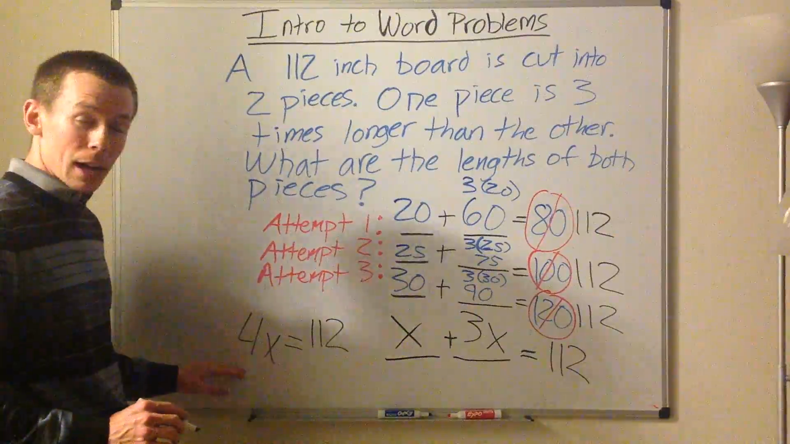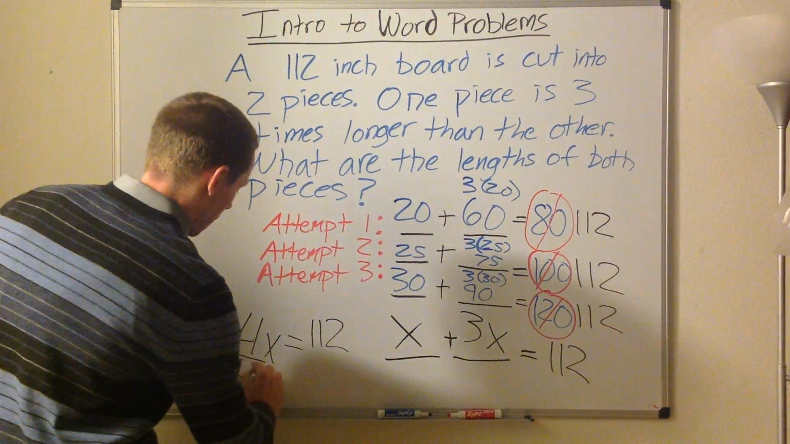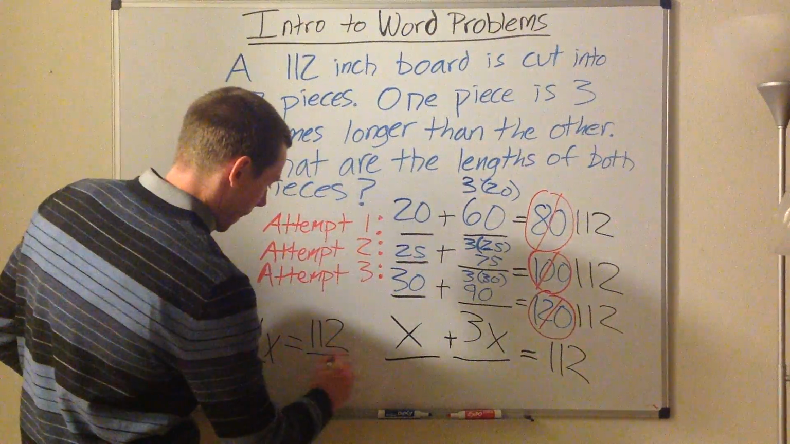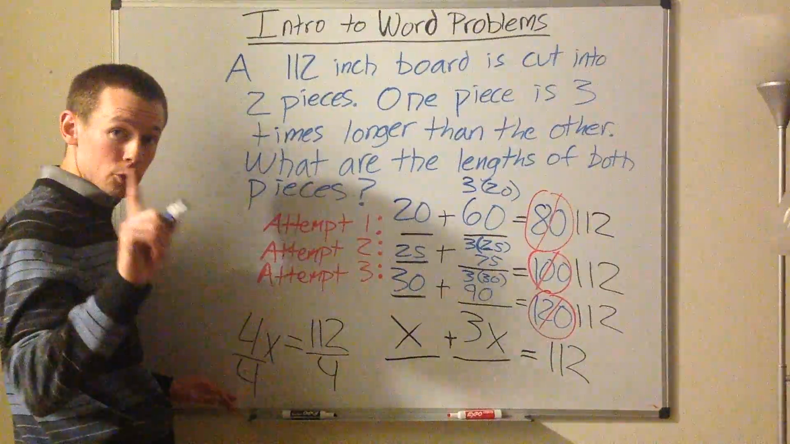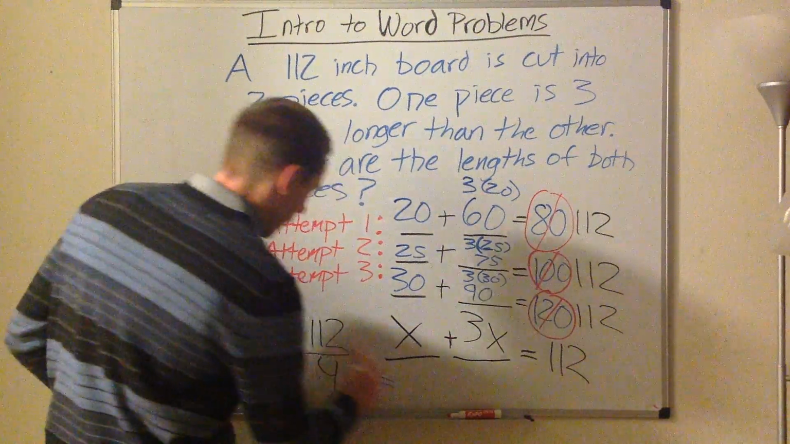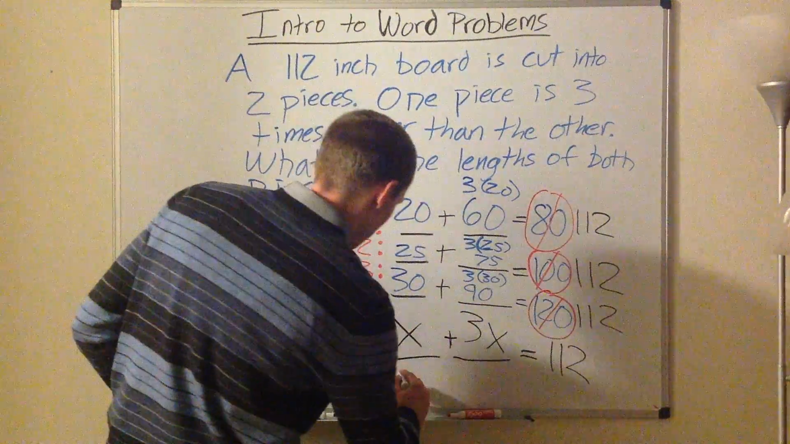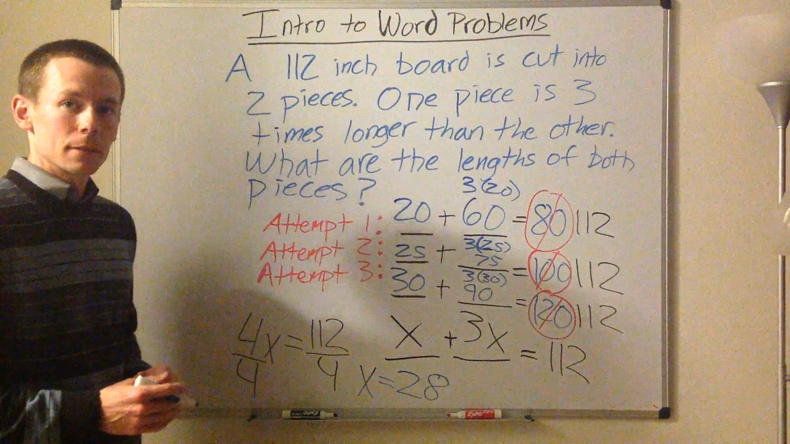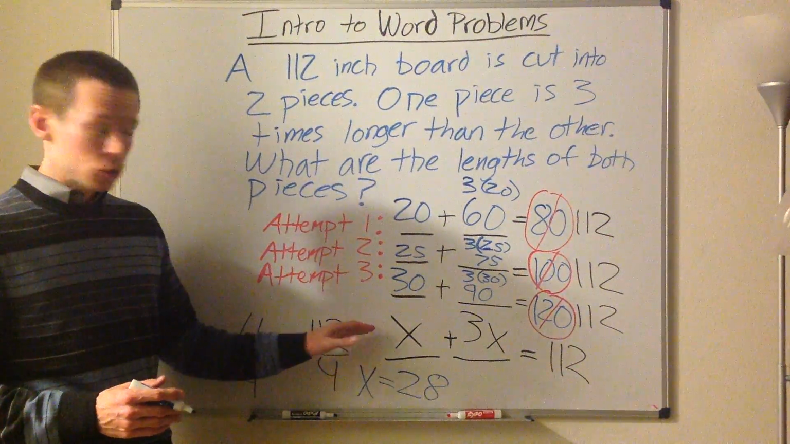Now finally, how do we solve this? Well, here we have 4 times x, so to undo multiplication, we want to divide both sides by 4. And 4 divided by 4 is 1x. And 112 divided by 4 is 28. Okay. So the length of x, the shorter one, is 28.